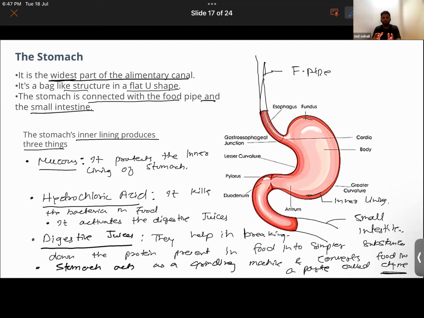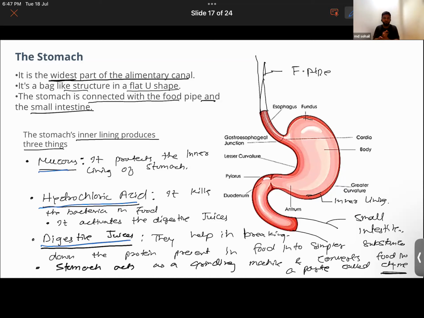So the food that is being partially digested in our mouth comes to the stomach, and there mucus, hydrochloric acid, and some digestive juices are released. First, understand hydrochloric acid. Hydrochloric acid kills all the bacteria, and mucus protects the inner lining of the stomach from the harmful impact of this HCl acid. Then there were some digestive juices as well.